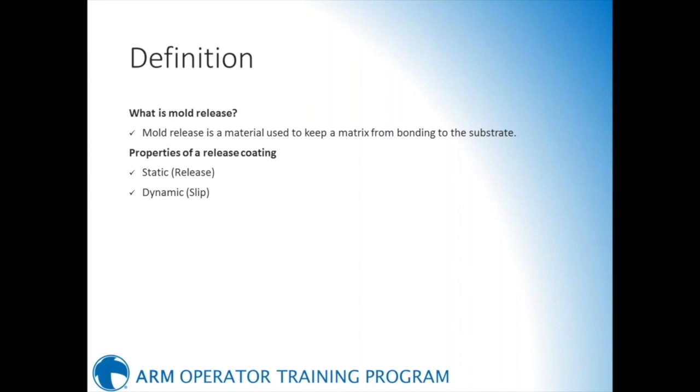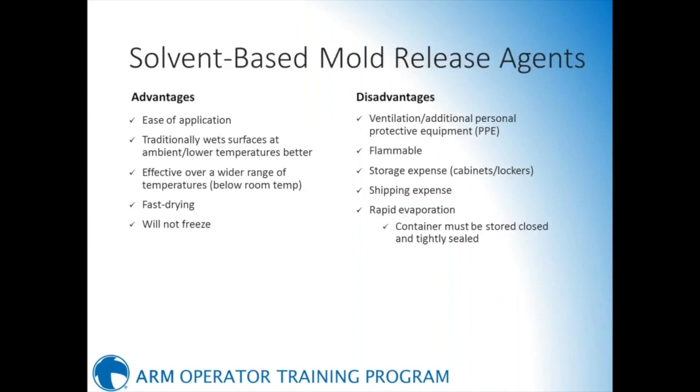Solvent-based mold releases have some advantages and disadvantages. We kind of just wanted to go over them with you guys. Basically, you have ease of application, and this is because they wet out the surface better at ambient and lower temperatures. Solvent can be effective over a wider range of temperatures, meaning that if your tool is below room temperature, you can easily apply that material and it will flash off or evaporate. They're fast drying, so sometimes you can turn around the tool a little quicker and they won't freeze.